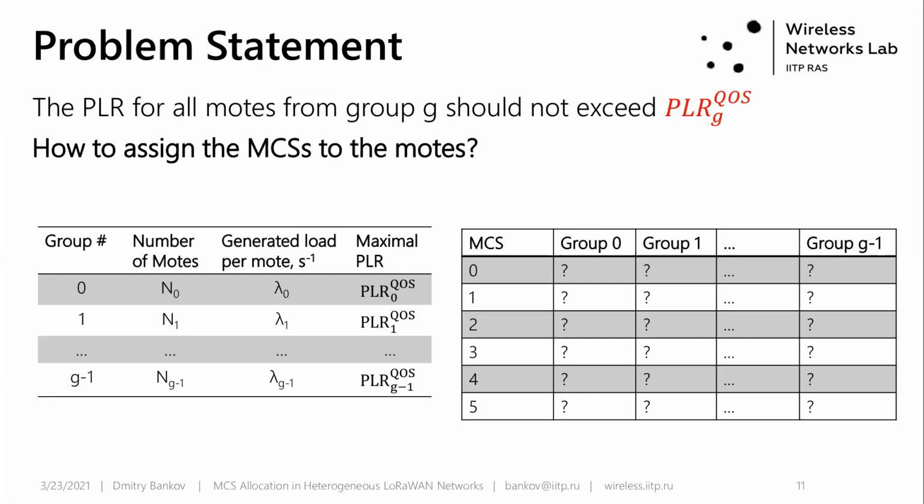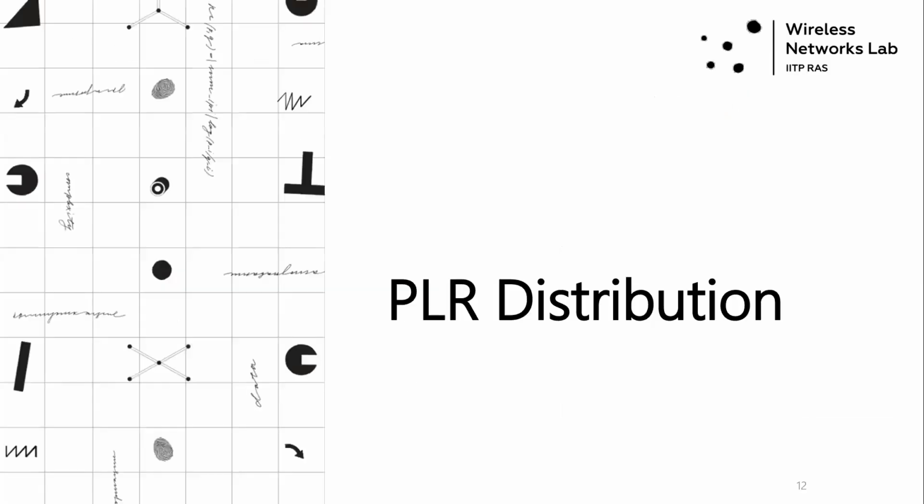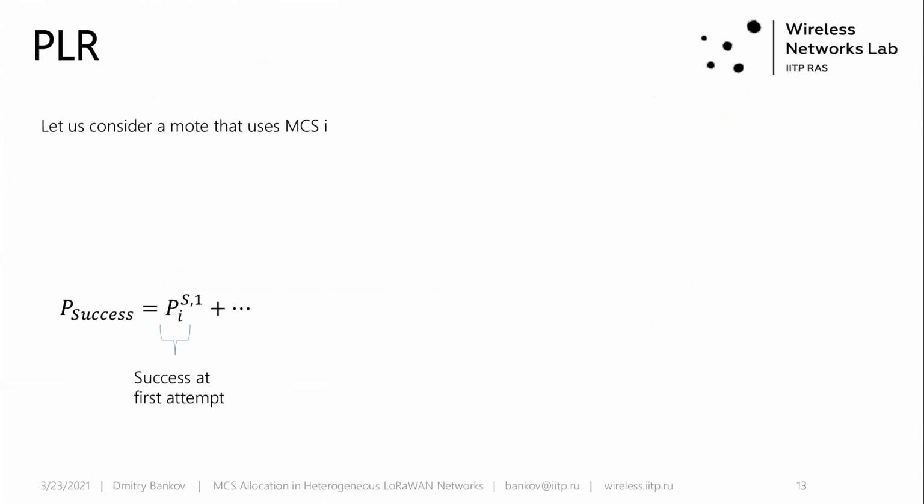So we have developed a solution to solve this problem. Let me start with a description of this solution, but firstly, let us find the packet loss ratio for devices in the LoRaWAN network. We have developed an analytical model which can help us find the PLR.